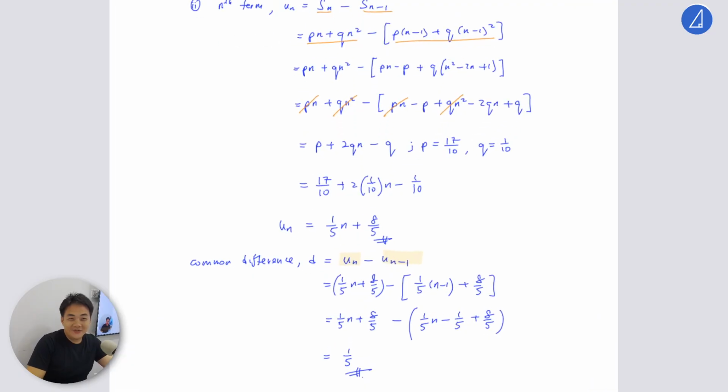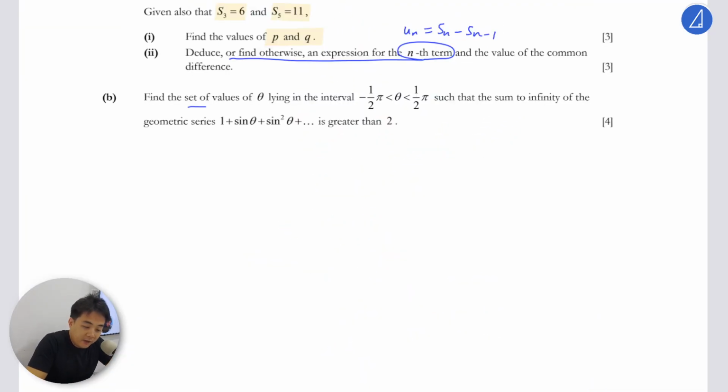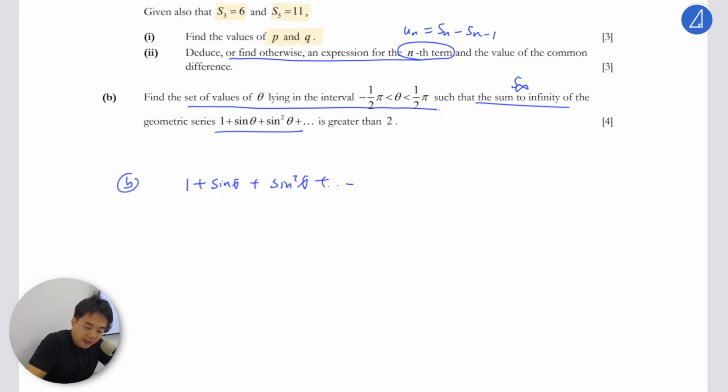Let's go. Find the set of values of this interval such that the sum to infinity of a GP exists. This is GP, right? So this is GP here. 1 plus sine theta plus sine square theta. Now we try and understand the GP. First term is how much? 1. The common ratio is sine theta. So for sum to infinity to exist, mod r is less than 1. So you have mod sine theta is less than 1.